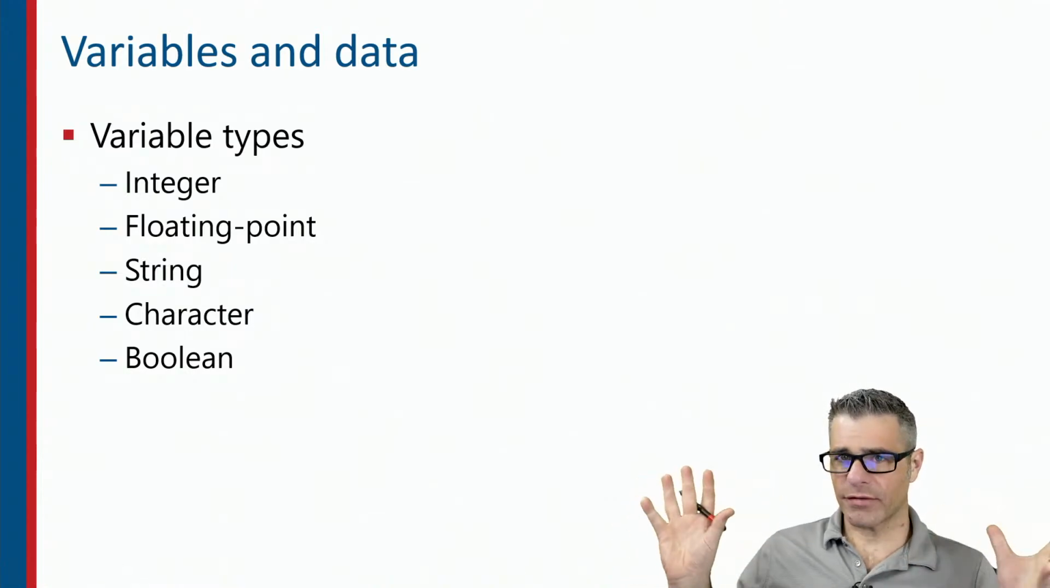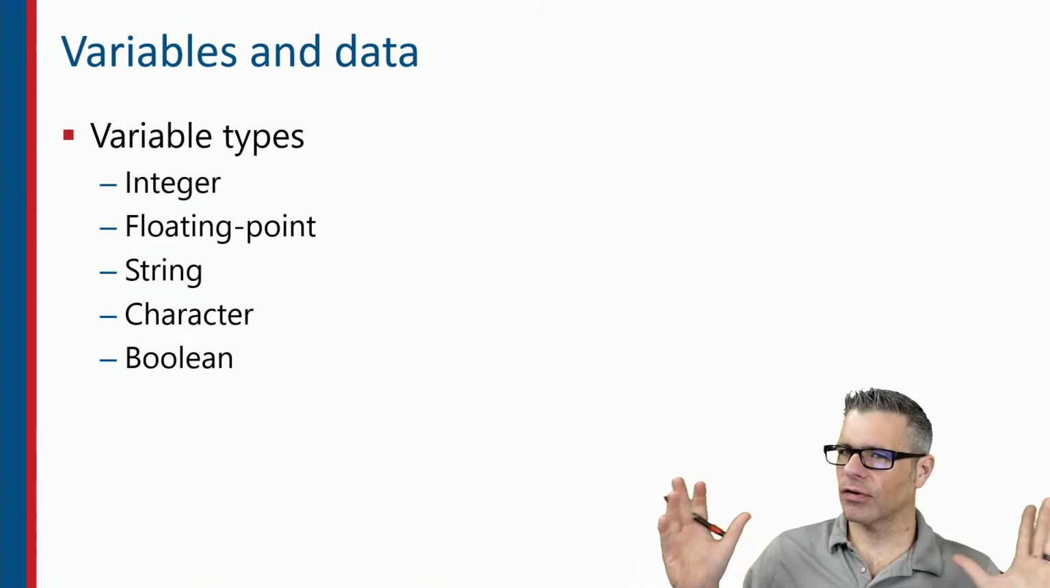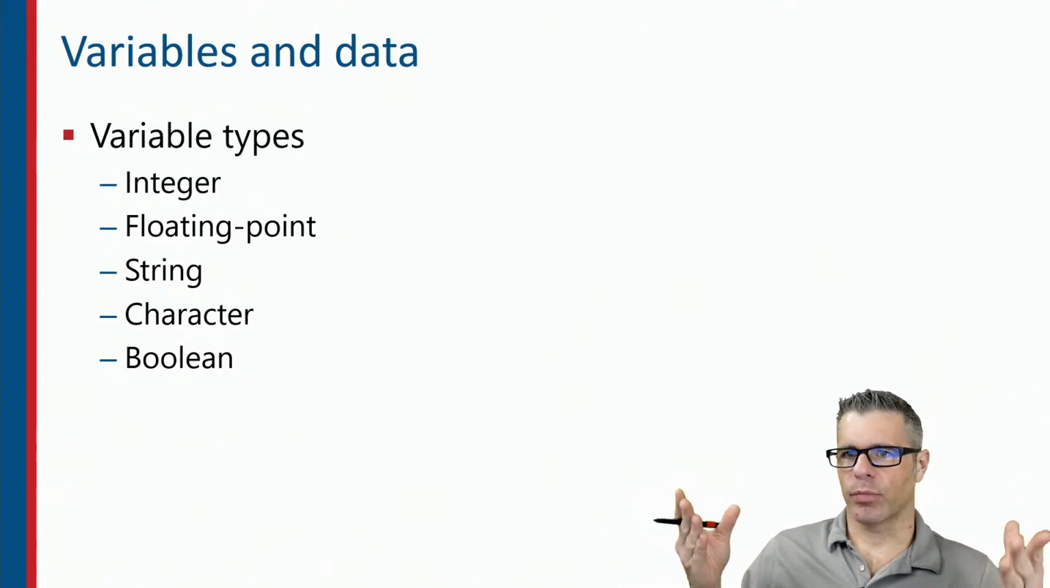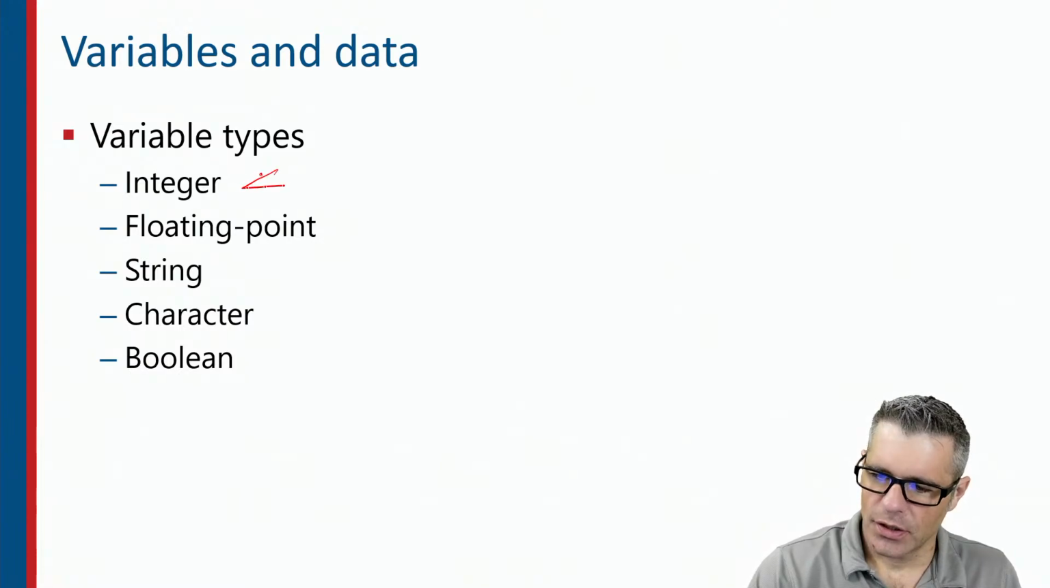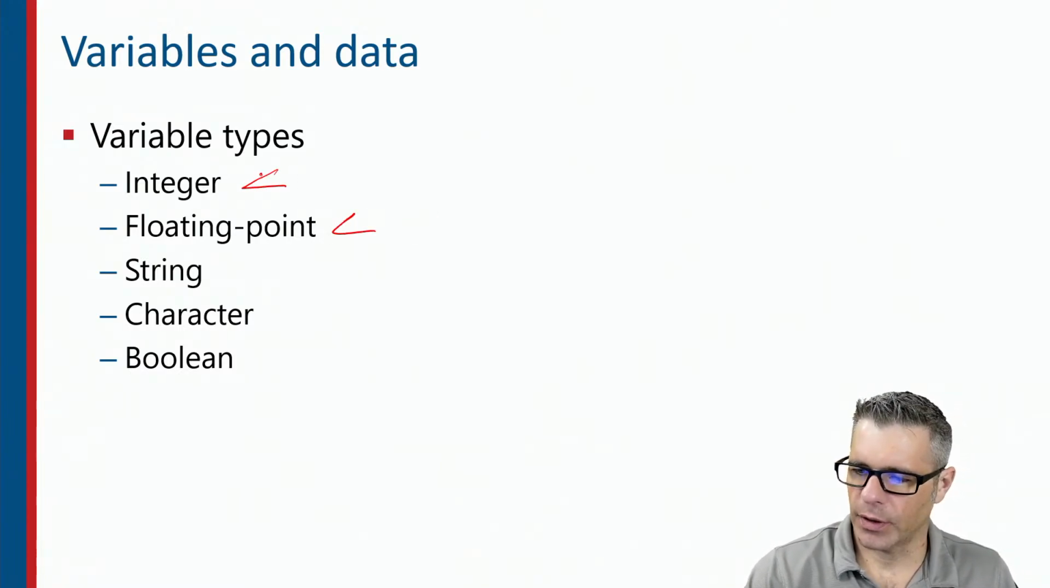So whichever language you happen to be working with, you'll generally have some sort of breakdown of variables and the data you can plug into variables along more or less these lines. So you'll have some sort of integer and some sort of floating point number.